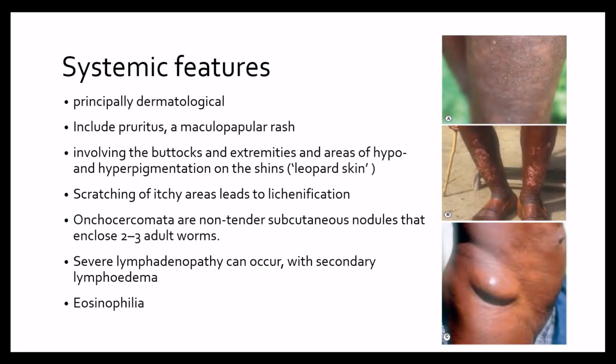Systemic features are principally dermatological and include pruritus and a maculopapular rash called onchodermatitis, as illustrated in the figure here, and it involves the buttocks and the extremities, and areas of hypo- and hyperpigmentation on the shins, which is called leopard skin, as illustrated in this figure. It looks a little bit like vitiligo, but it's not.